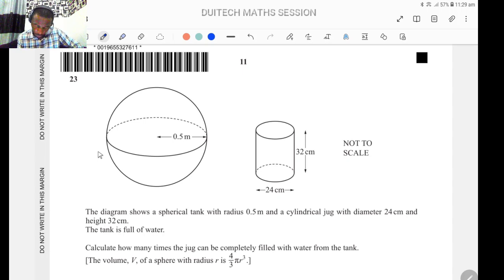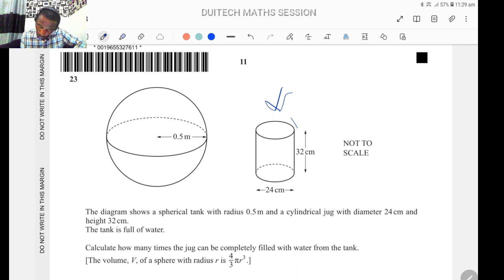The next question is 23. 23 wants us to calculate, you see the diagram shows the tank. We're looking for a cylindrical jug with diameter d and the height is this. The tank is full of water. So how many of this particular jug is used to fill this particular tank? That is what we want to work on now.